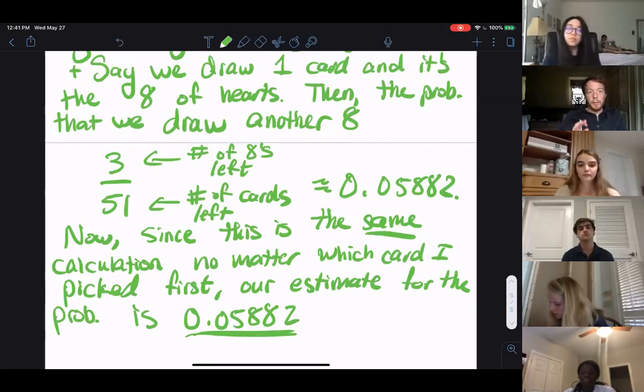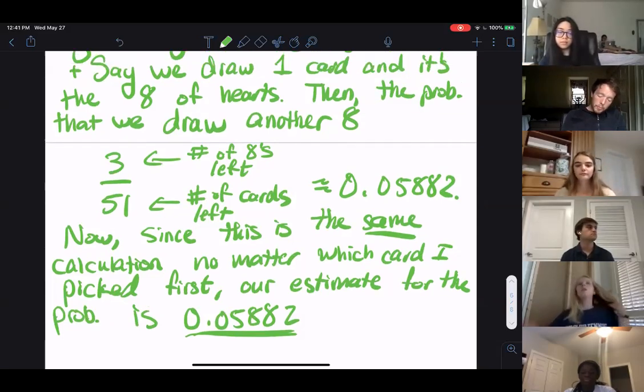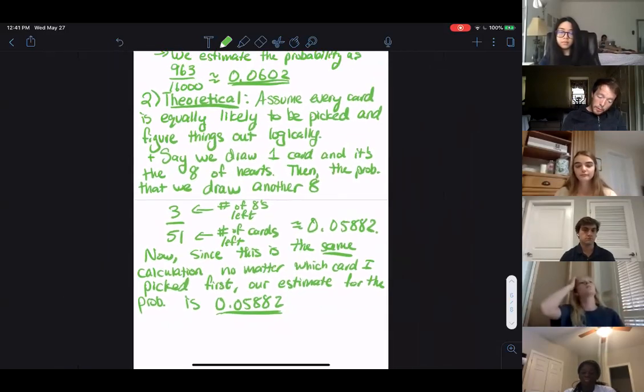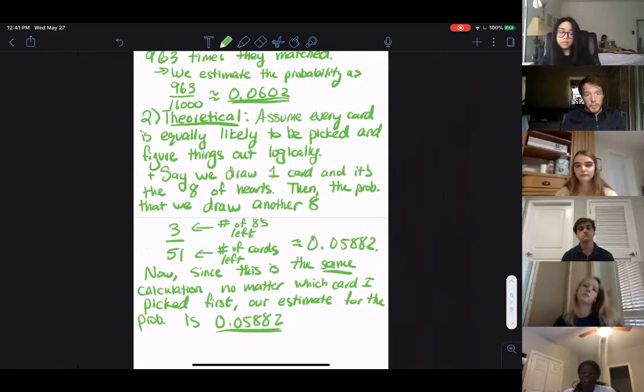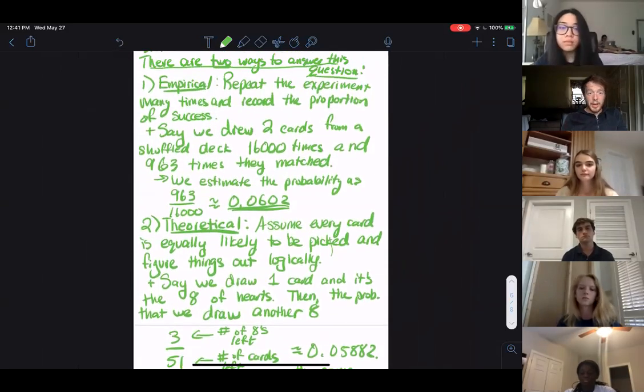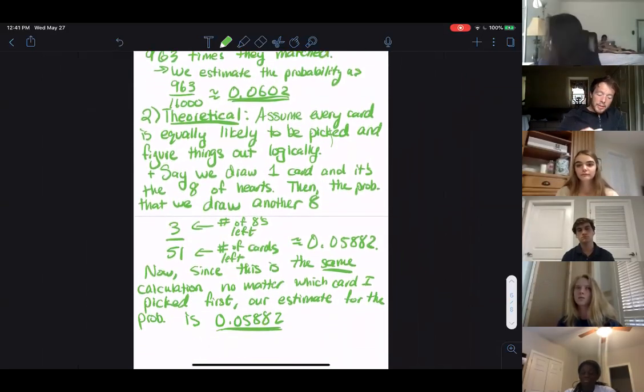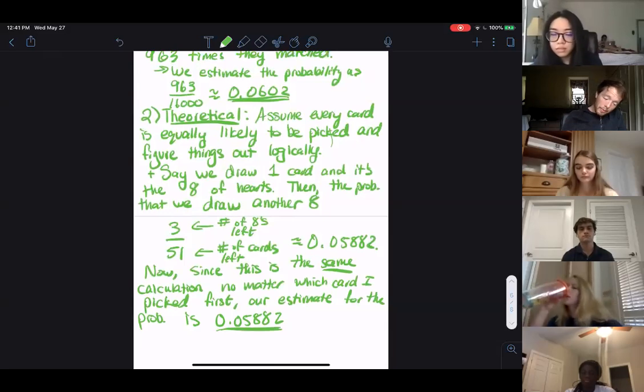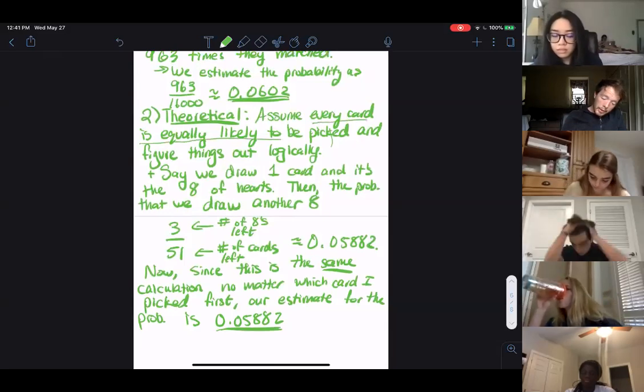But this is an example of a theoretical solution. And note 2 things. Note first that the values are different. These 2 approaches gave us different values, although very much they're in the same ballpark. The assumption for the empirical is that we can take a very, very large amount of draws and use that to estimate what would happen if we had an infinite amount of draws, right? So that one has a little bit of error to it. And the assumption on the theoretical one is right here, that every card is equally likely to be picked.